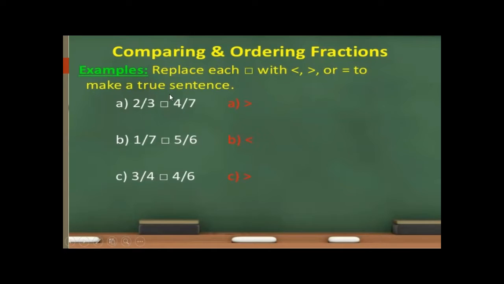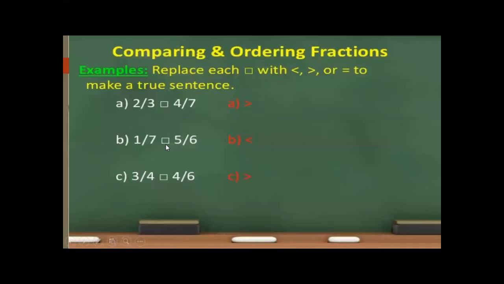Here we will do cross multiplication. How? I will multiply 7 with 2, 7 twos are 14, and 3 multiplied by 4, 4 threes are 12. So we have here 14 upon 3 and 12 upon 7. We know that 14 is the larger number. So 14 upon 3 is greater than 12 upon 7.